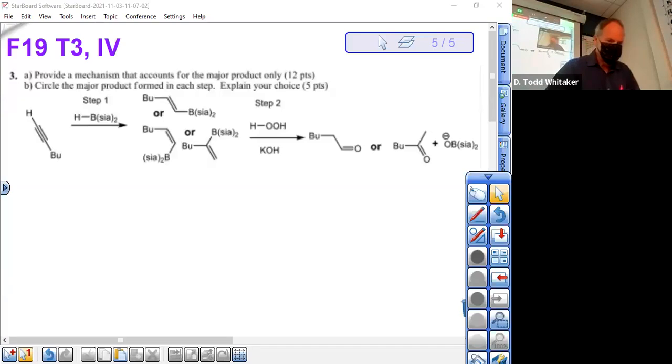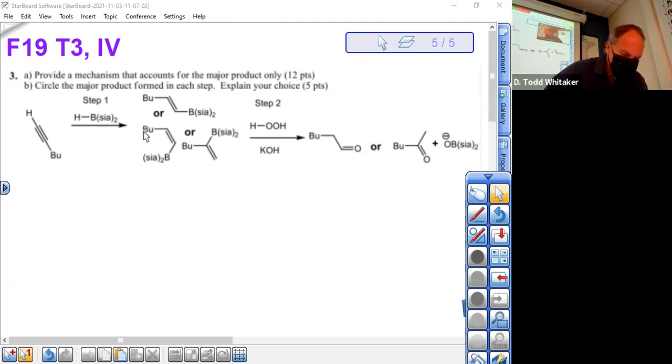We have a request to do Fall 19, Test 3, Part 4, Question 3. Here it is. It's a hydroboration of an alkyne, the terminal. Terminal because it's the end of a chain. I hope you haven't forgotten Bu is a nice short form for butyl. Although it doesn't matter here because Bu doesn't change in the whole deal. But it is butyl.